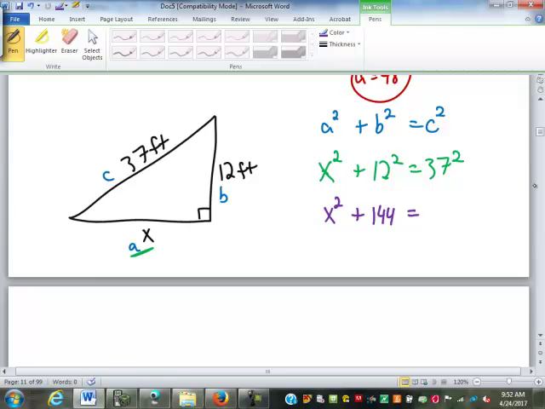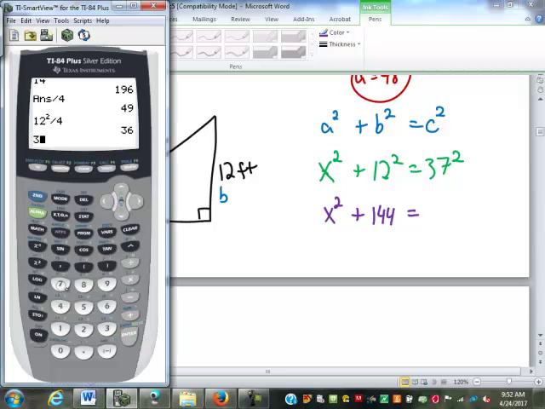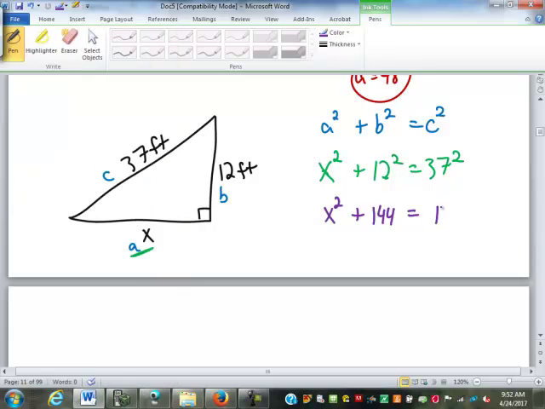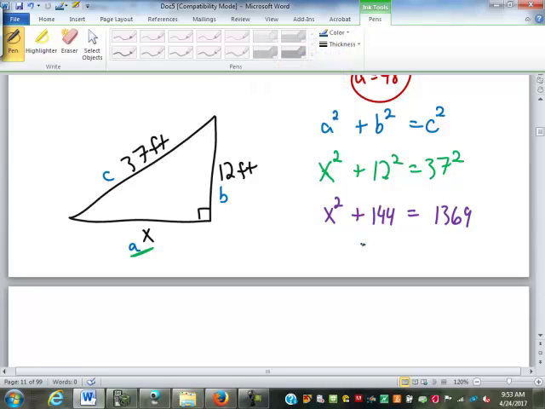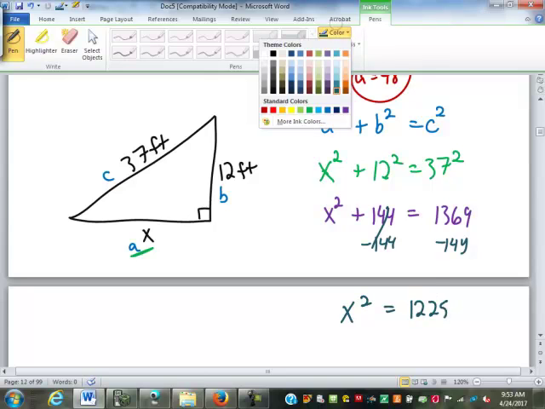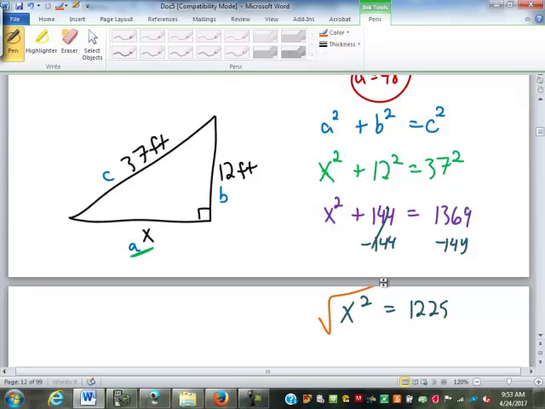144. 37 squared, 1369. And then we will subtract 144. So that X squared equals 1225. And then we square root that. X equals 35.